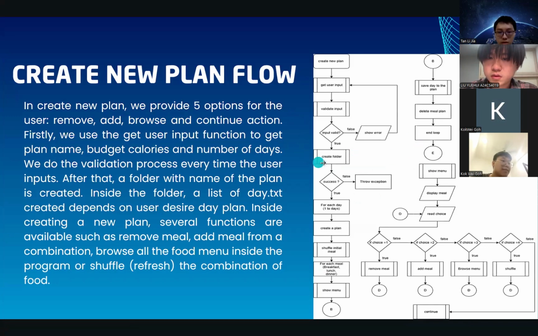Okay, next is create new plan. This basically lets the user create a plan. The plan will contain some custom days they want, like Monday, Tuesday, and Wednesday. Every day they have a plan, and the plan contains breakfast, lunch, and dinner.